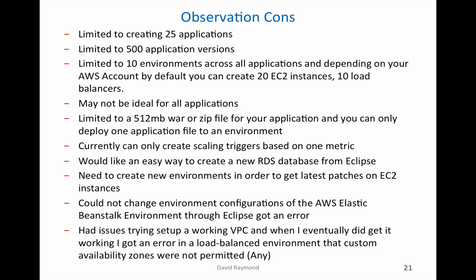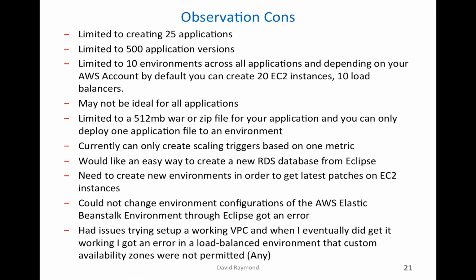All right, now some of the cons. Beanstalk is limited to creating 25 applications. It's limited to 500 application versions. It's limited to 10 environments across all applications, and depending on your AWS account, by default, an account can create 20 EC2 instances, 10 load balancers.